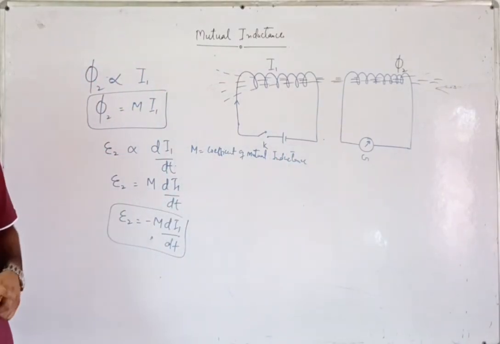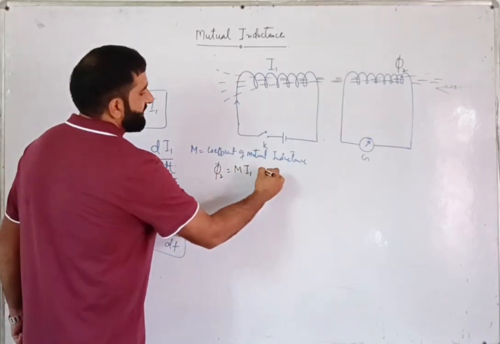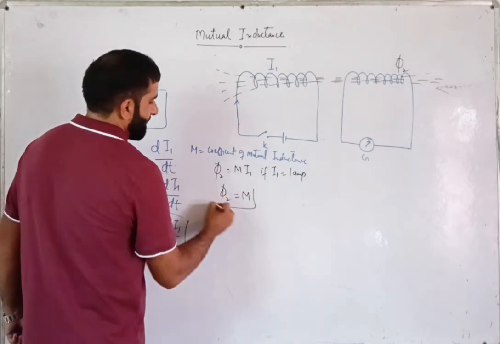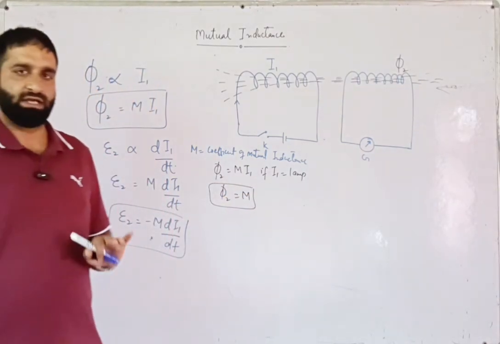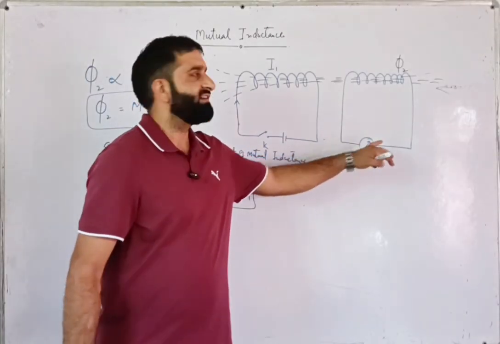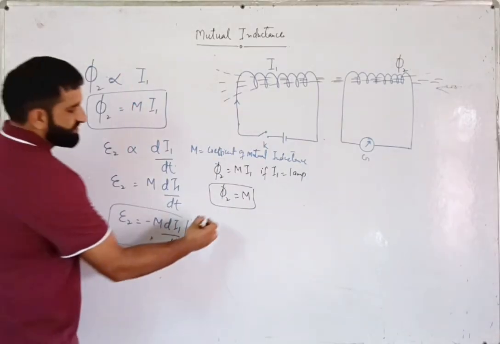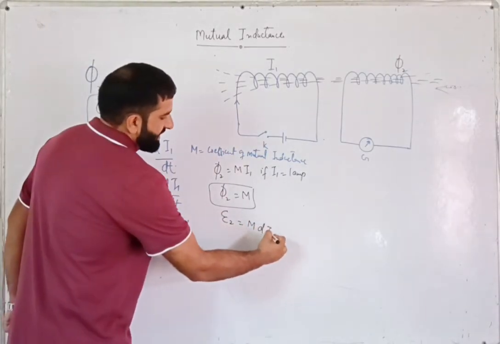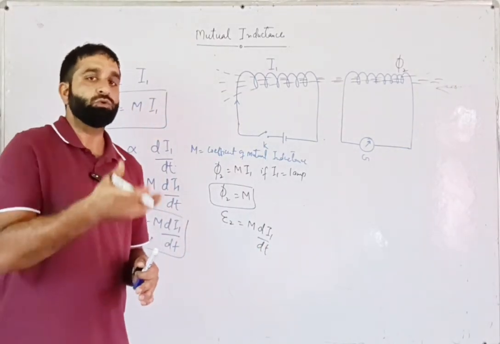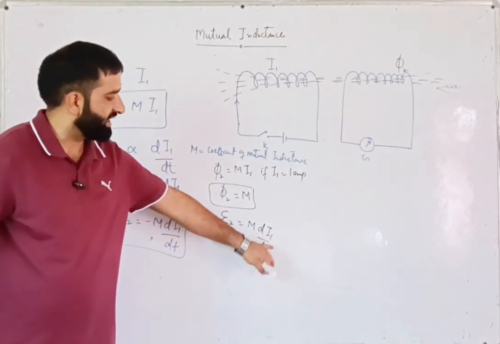Now we would like to define the mutual inductance. From this, phi 2 is equal to M I1. If I1 is equal to 1 ampere, then phi 2 is equal to M. So we define the mutual inductance as numerically equal to the flux linked with coil number 2 when the current passing in coil number 1 is 1 ampere. Now from the equation, E2 is equal to minus M di1 by dt. Dropping the negative sign, as it only depicts that the EMF produced opposes the change in current, and taking the magnitudes only, E2 is equal to M di1 by dt.